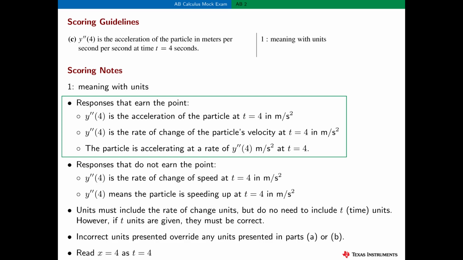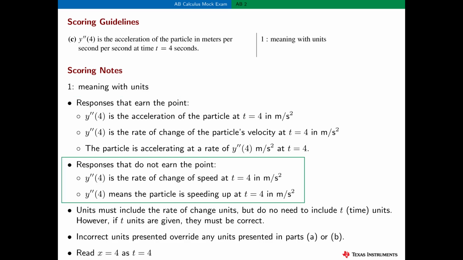First, here are some responses that earn the point. Notice that all three of these responses refer to the acceleration, have the correct units, meters per second squared, and they also refer to the specific time, t=4.